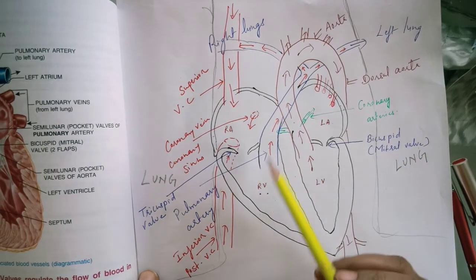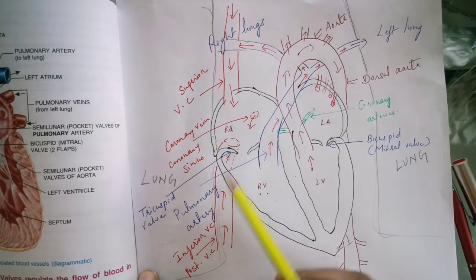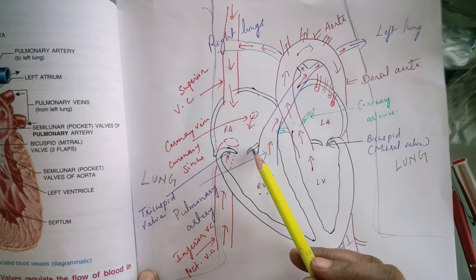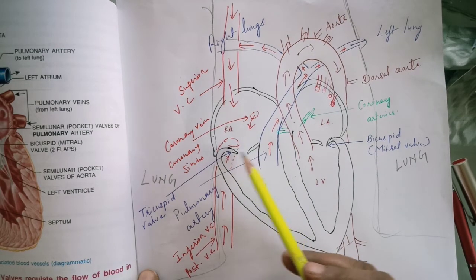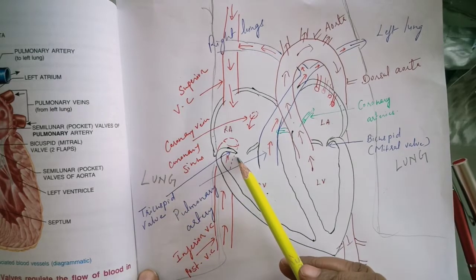But when we look at the junction of the right auricle and right ventricle, again we find these cup-shaped valves, but here these are 3 in number. So they are known as the tricuspid valves.